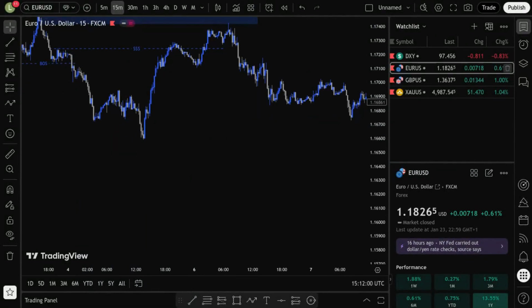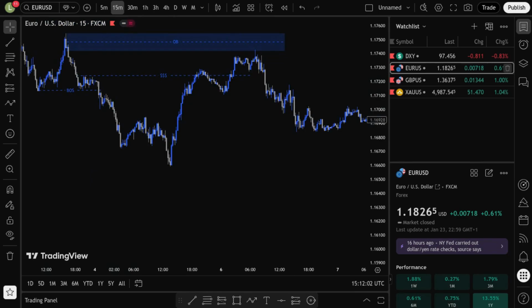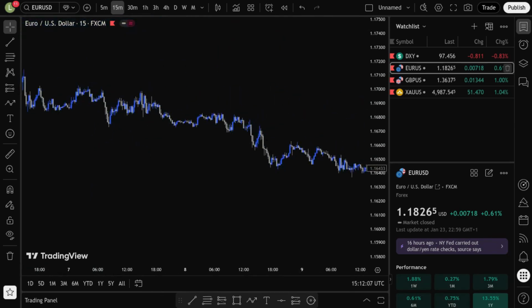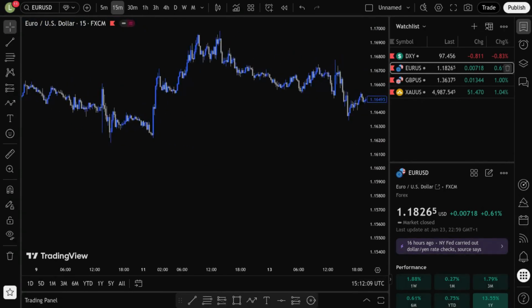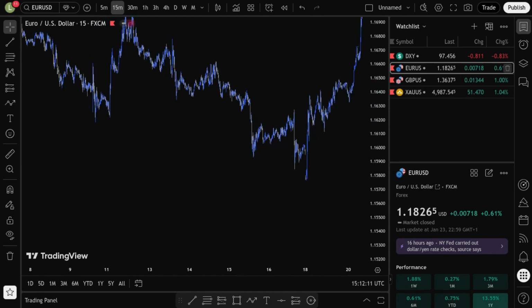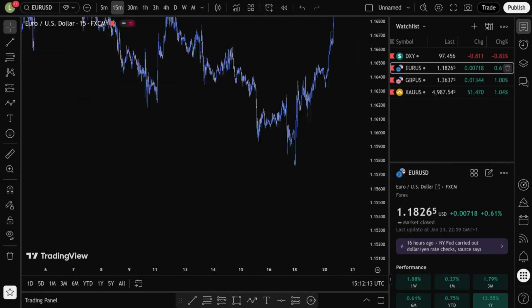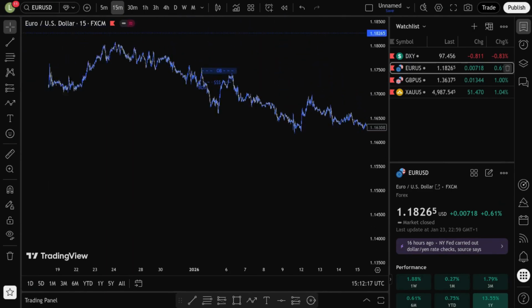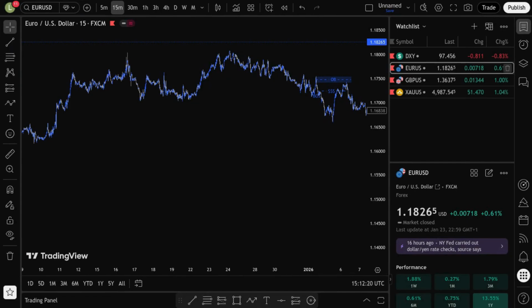So this is a sell example of a Smart Money Concept trade, and I would like to show you a buy example, right? So that you guys can see how Smart Money Concept can play in the forex market. Let's see a buy example.